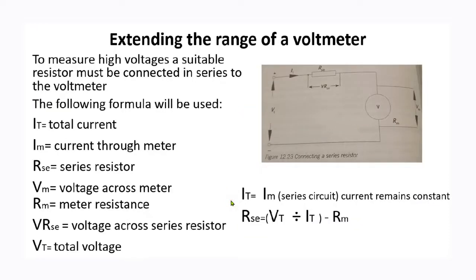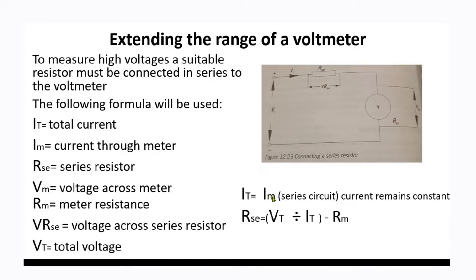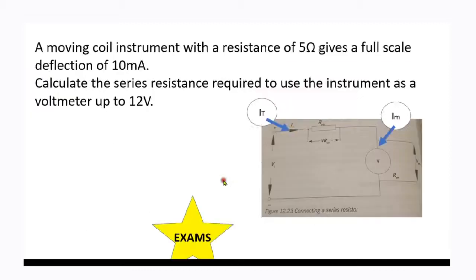The other question that you're going to come across is, how do you extend the range of a voltmeter? To do this, we bring a series resistor and connect it in series to the instrument. IT is equal to IM, and that is very important to identify in the circuit, because IT is the total current and IM is the current that travels through the meter. Students, in a series circuit, current remains constant. So the current throughout the circuit is always going to be the same.